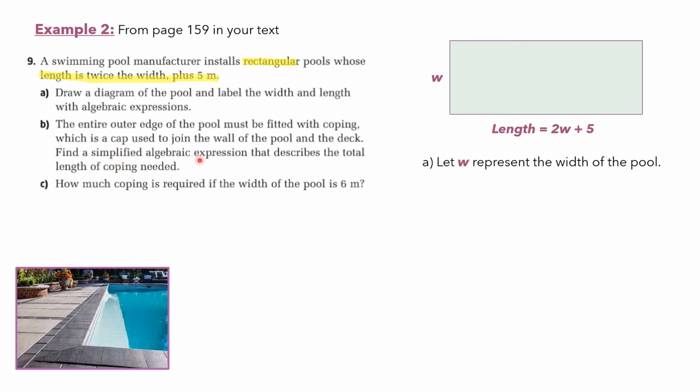Find a simplified algebraic expression that describes the total length of coping needed. Total length of coping. So I now know that coping goes here and all the way around. So the coping's going all around the outside. So is that area, perimeter, or volume? I know you're saying it. Say it out loud. It's perimeter, right? So we're looking for the perimeter. We need to find the perimeter of the pool, and then we'll have an expression for the coping. So let me get a pen here.